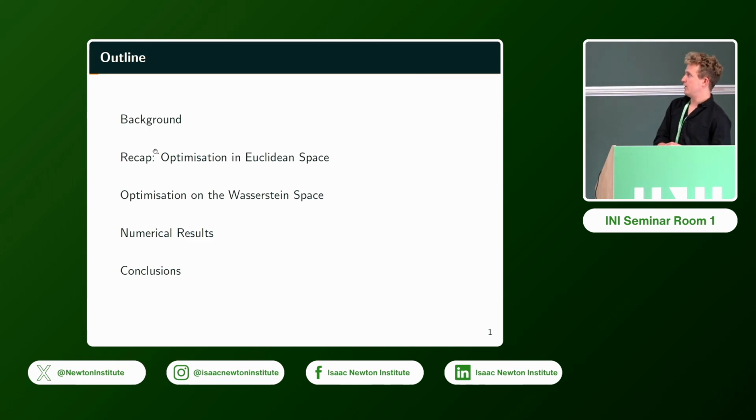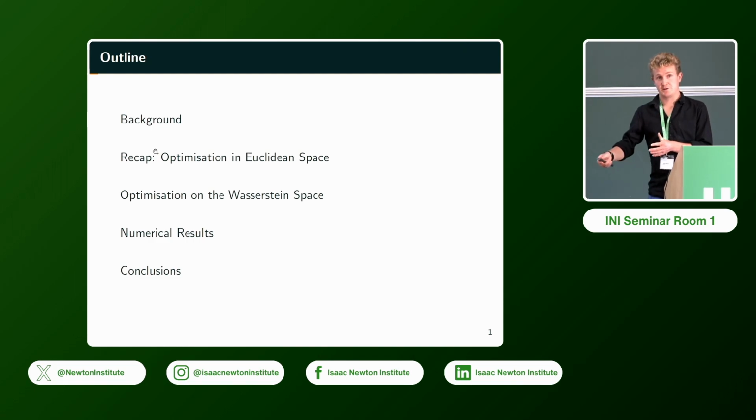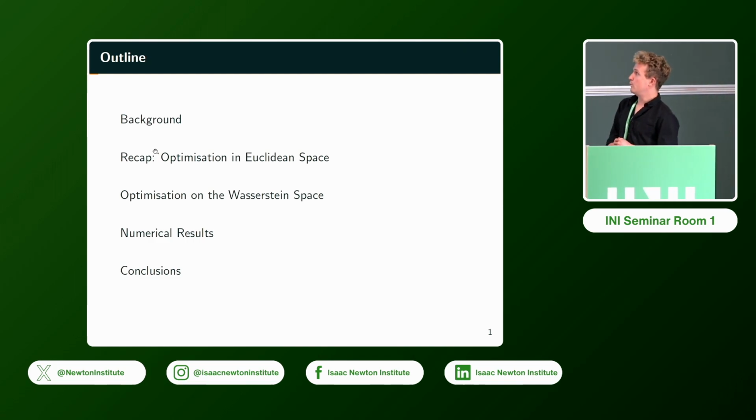Just a brief outline of what the talk is going to look like. I'm going to start with some background, some motivation. A central theme of this talk is going to be the connection between optimization on Euclidean spaces and optimization on measure spaces. So we're going to go through a brief recap on optimization methods on Euclidean spaces, then move on to the Wasserstein space, show some numerics, and then draw things to a close.